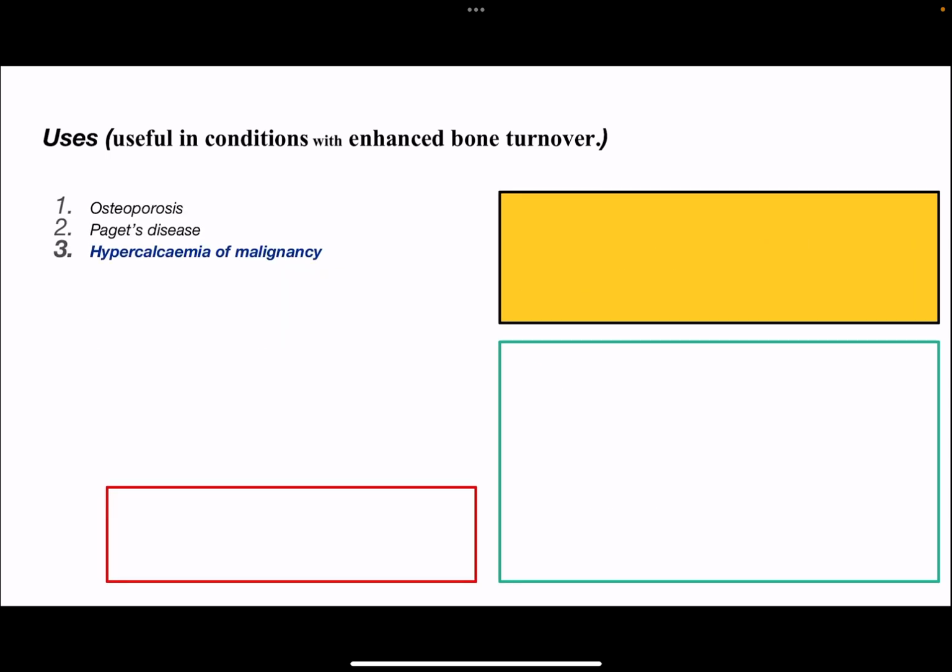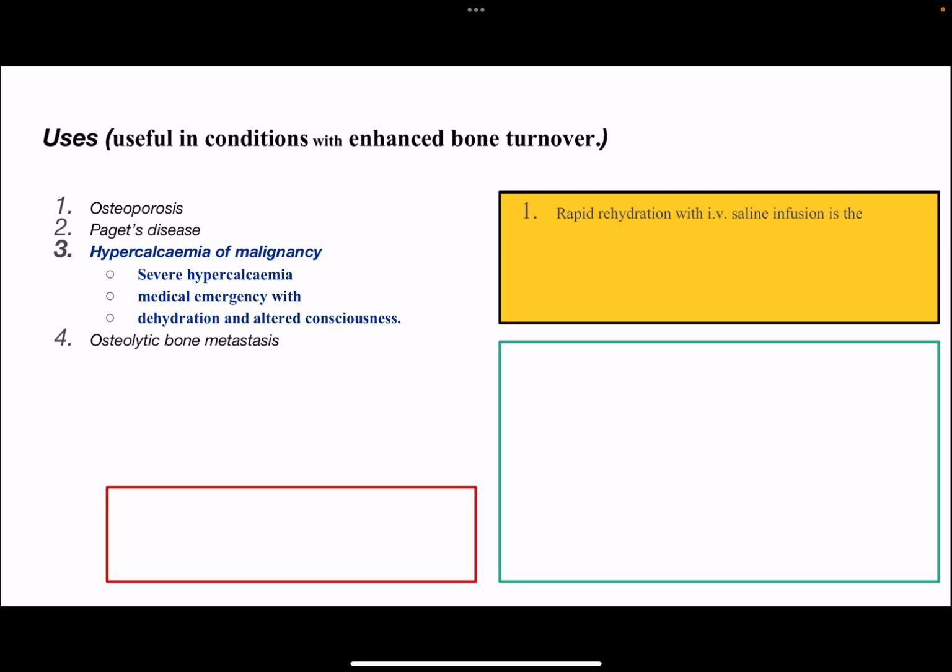Coming to the third use, that is the hypercalcemia of malignancy, which is a severe form of hypercalcemia and a medical emergency, associated with dehydration as well as altered consciousness. So how to treat it? Very important, the emergency condition. Rehydration is very important, rapid rehydration with IV saline infusion, which is going to lower the calcium levels. Along with that, you need to give pamidronate and zoledronate, that is the parenteral bisphosphonates, through IV route. Although it is given, it may take up to 24 to 48 hours to act.